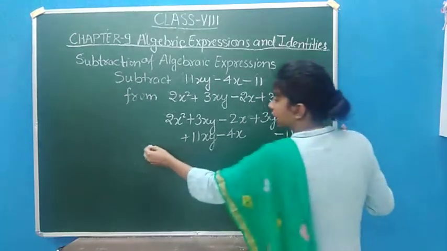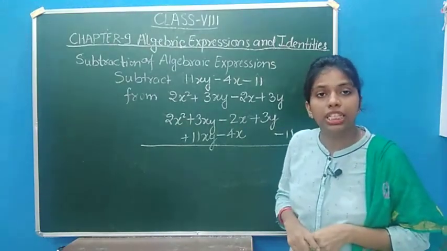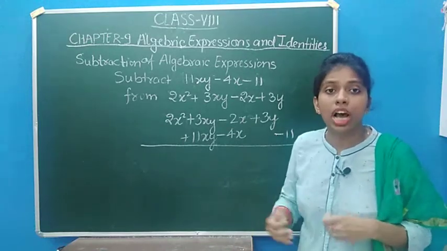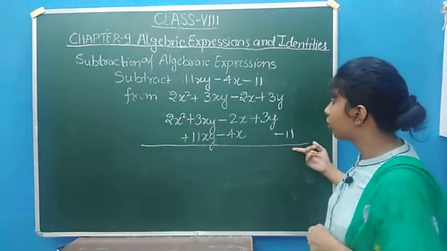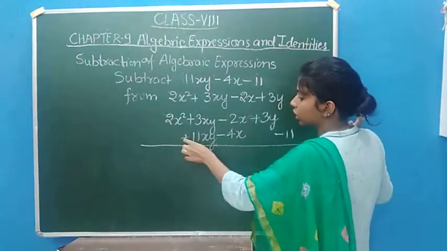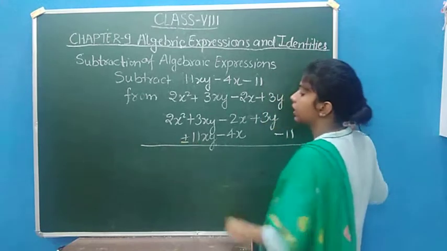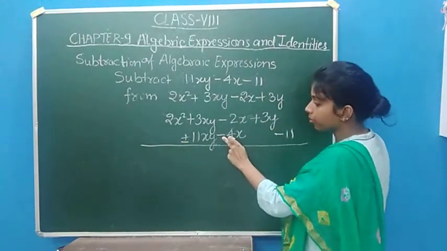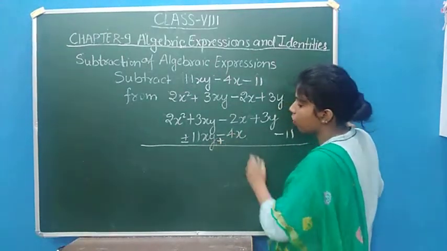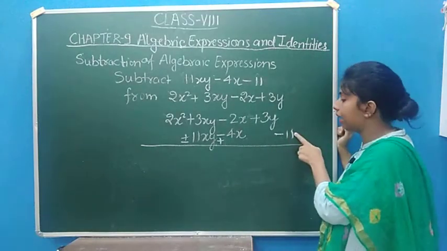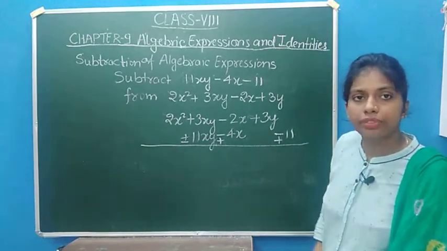Okay, so now let's do the subtraction. I already told you that in subtraction we have to change the sign of the expression which we have to subtract. So here we're going to change the sign. This is plus 11xy, so plus 11xy becomes what? Minus 11xy. Now minus 4x becomes what? Plus 4x. Then we have minus 11, so minus 11 becomes plus 11. Okay, after changing the sign we have to add it.